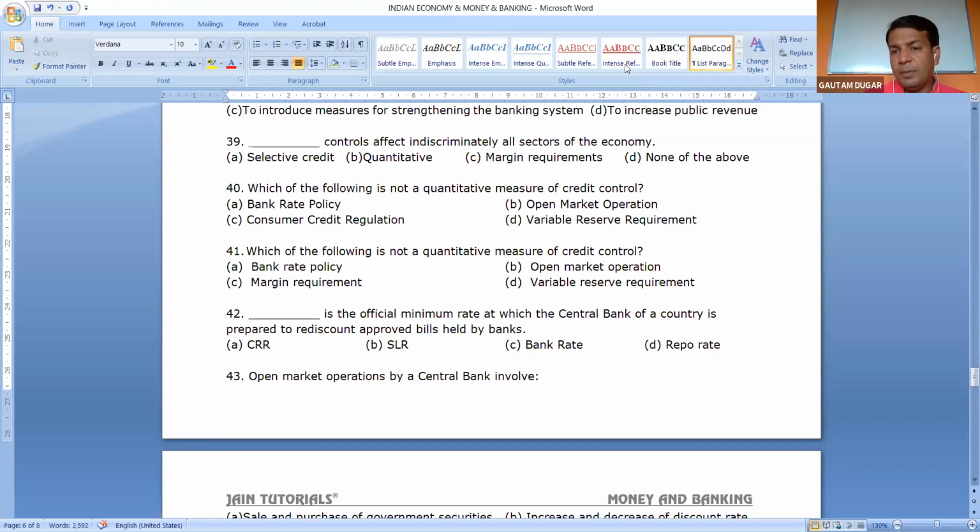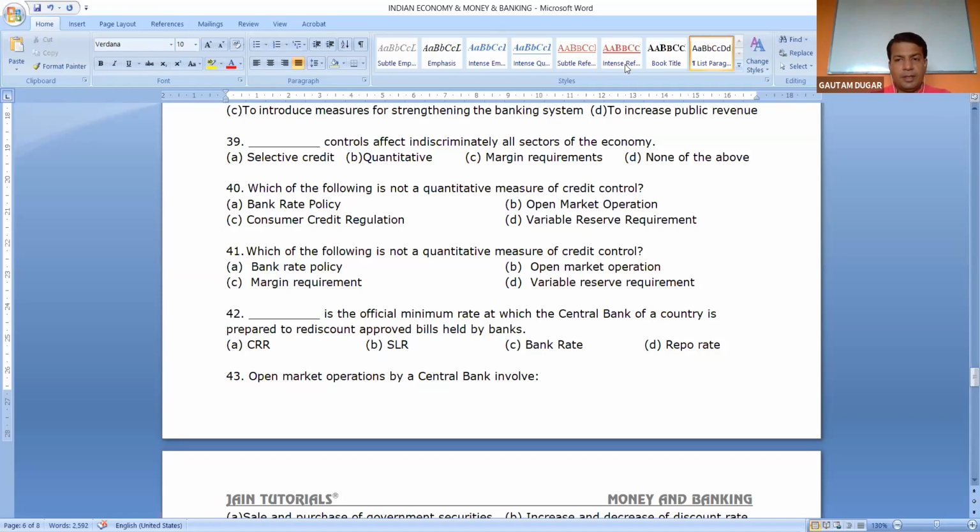Correct. Number 40. Which of the following is not a quantitative measure of credit control? Bank rate is a quantitative measure. Open market operation is a quantitative measure. Variable reserve ratio is also a quantitative measure. C, consumer credit regulation is not a quantitative, it is a qualitative measure. Next, again 41. Which of the following is not a quantitative measure?